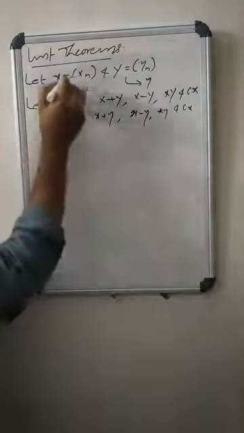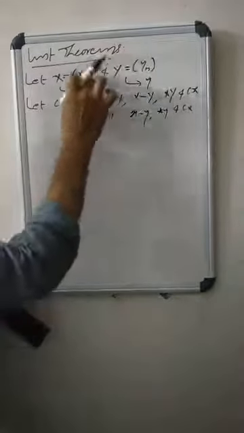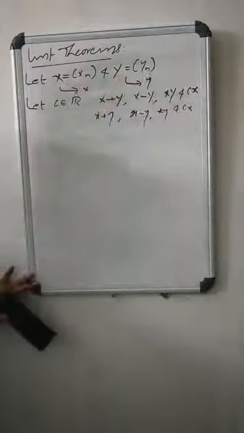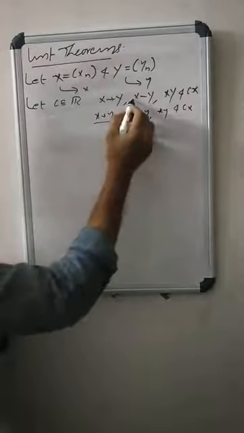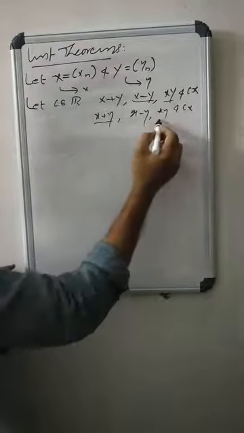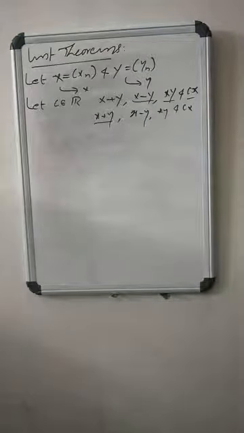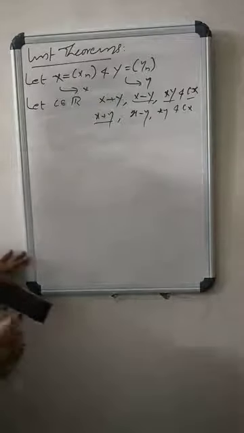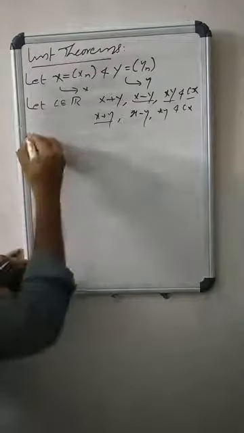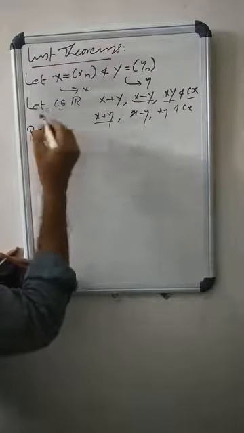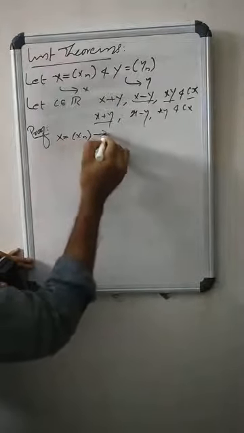Let x = (xn) and y = (yn) be sequences of real numbers such that xn converges to x and yn converges to y. First we prove that the sequence x plus y converges to x plus y, the sequence x minus y converges to x minus y, xy converges to xy, and cx converges to cx, where c is any real number. How? Its proof is immediate.